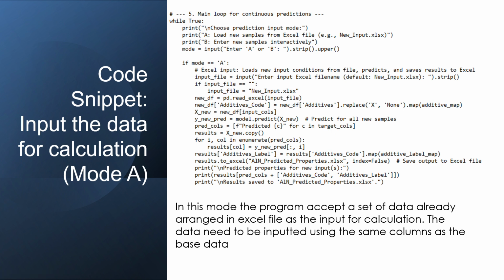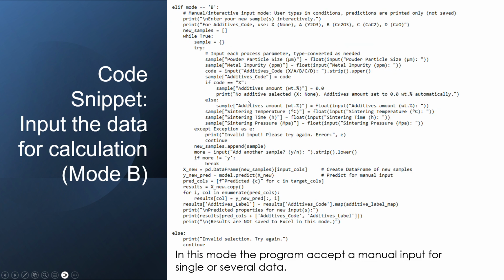Next, I make the data input into two modes. Mode A will be the Excel mode, so you can input an Excel file into the program, and the program will just read it using the pandas tool and create a data frame. Then it will predict from this data frame directly, and it will show the result in two ways. First in the console, and it will also save the output into a new Excel file.